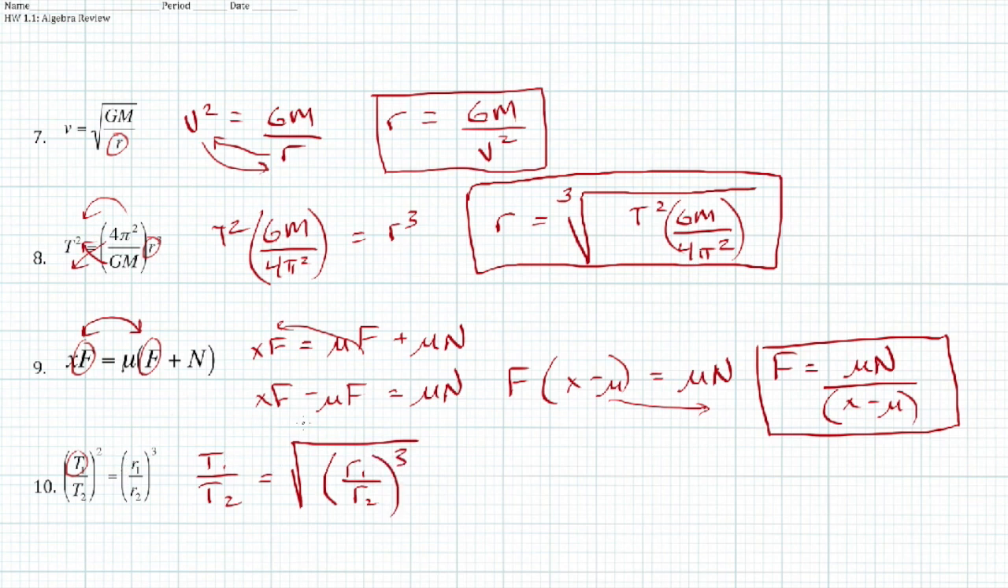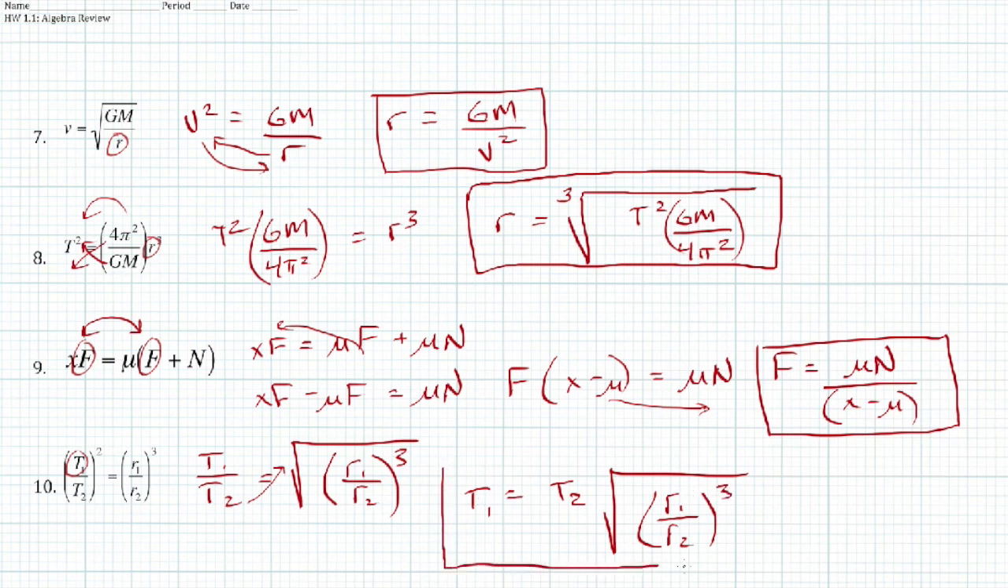All right, now it just became a lot simpler because all we need to do is solve for T1. So that means to get rid of the T2 in the denominator, we'll multiply it so it comes up to the numerator on the other side. So that means that T1 is equal to T2 in the numerator times this whole square root of R1 over R2, the quantity cubed. There we got it.